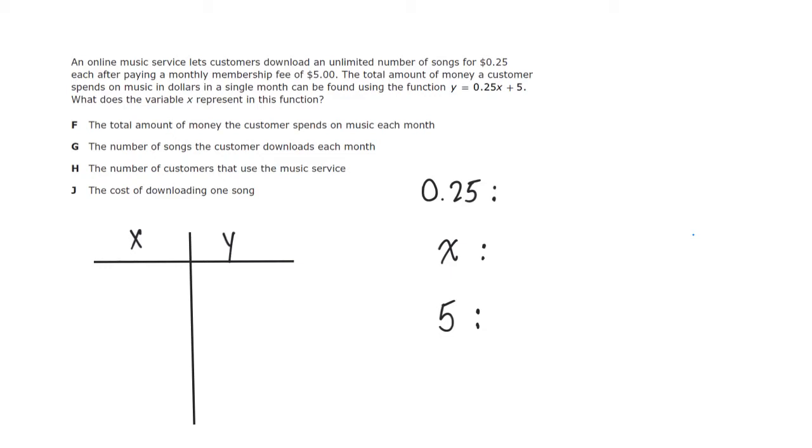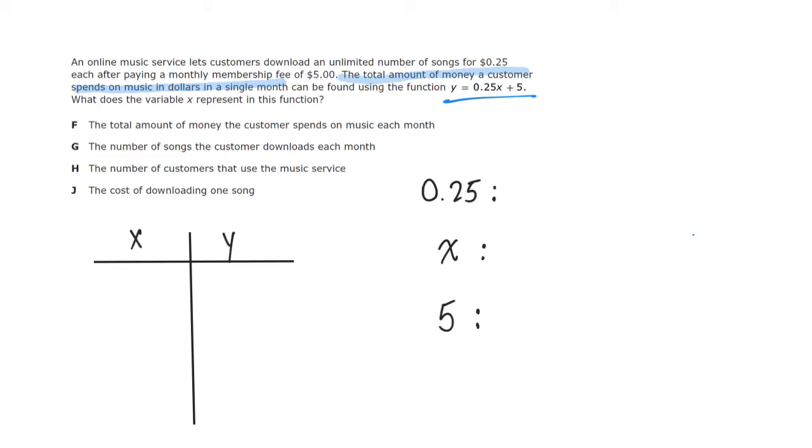So if we just break this down one piece at a time, taking a look at this equation right here, let's start with y. What does y represent in this equation? Well, y is the function itself. And so what does this function represent? The question actually tells us that. It tells us that y represents the total amount of money that a customer spends on music in dollars in a single month. And so that automatically tells me what y is representing in this equation.